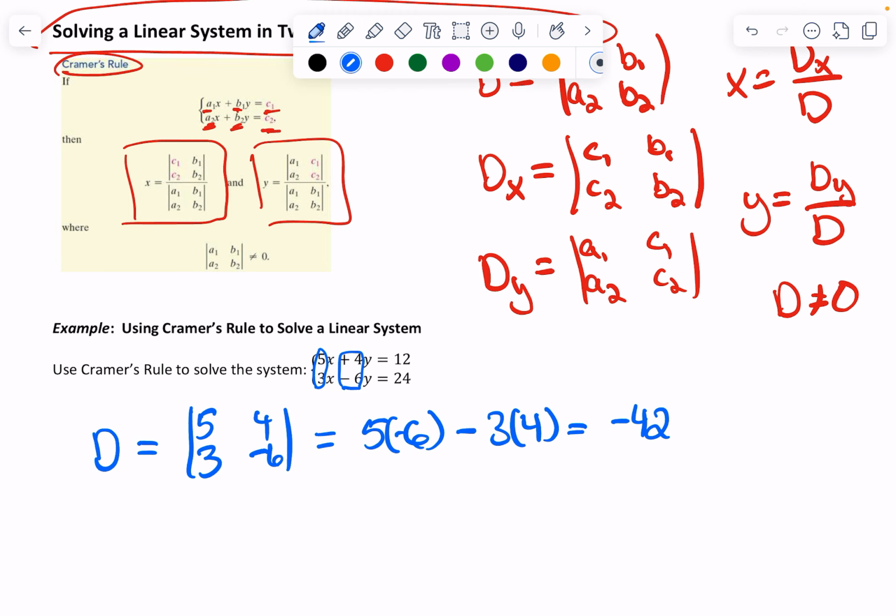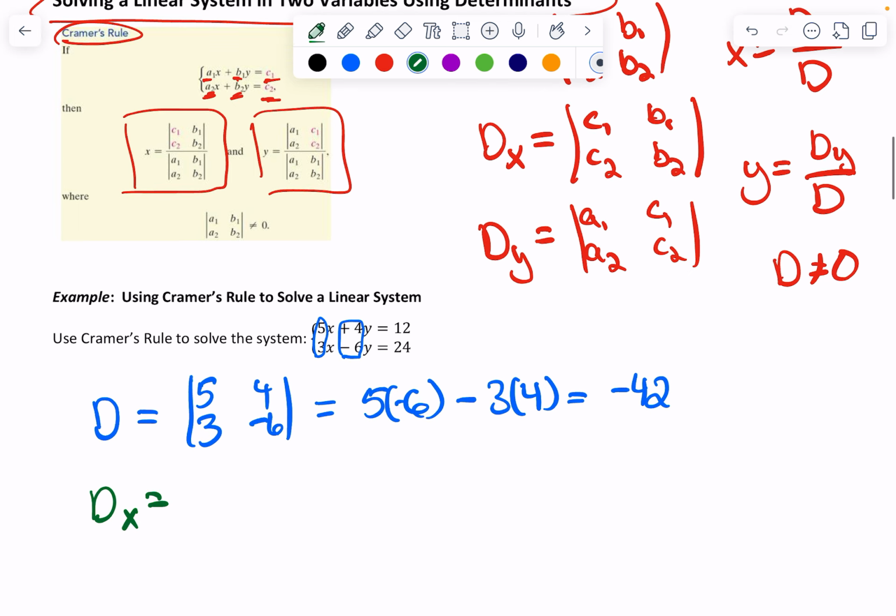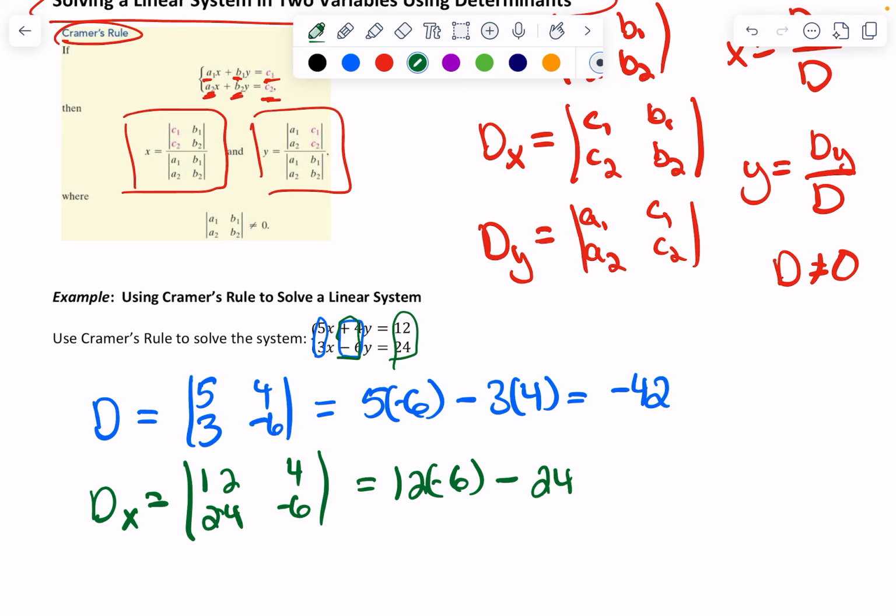Okay, let's next calculate d sub x. So again, when we're calculating that, we're first going to take the constants, 12 and 24, and then the coefficients of y, so 4 and negative 6. 12 times negative 6 minus 24 times 4 gives us negative 168.